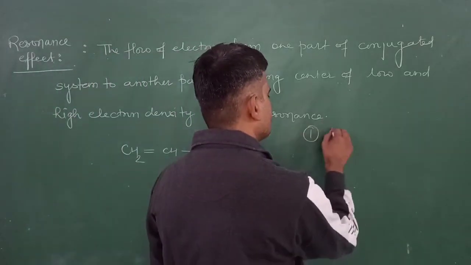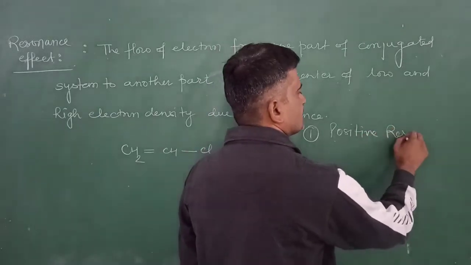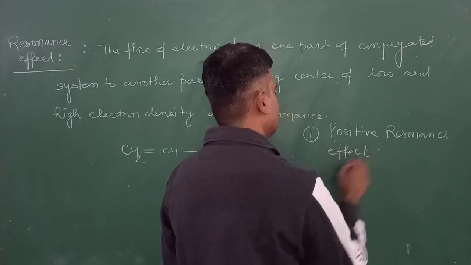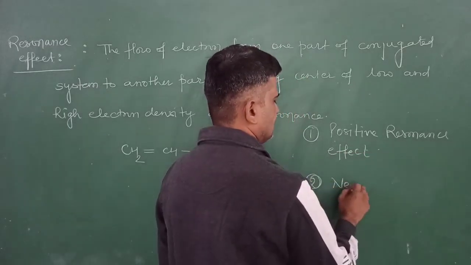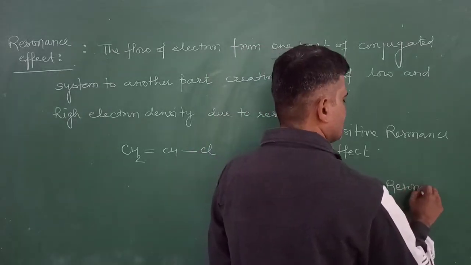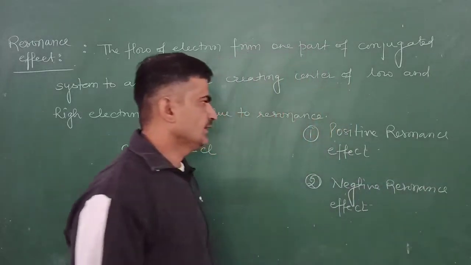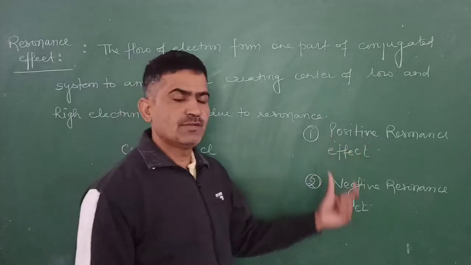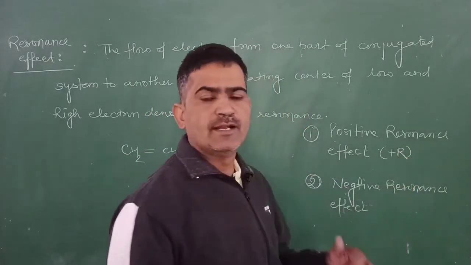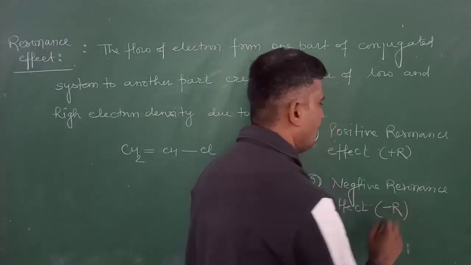And this resonance effect is of two types. First is the positive resonance effect, and second is the negative resonance effect. The positive resonance effect is represented by plus R, and the negative resonance effect is represented by minus R.